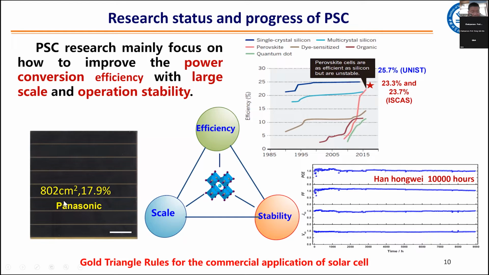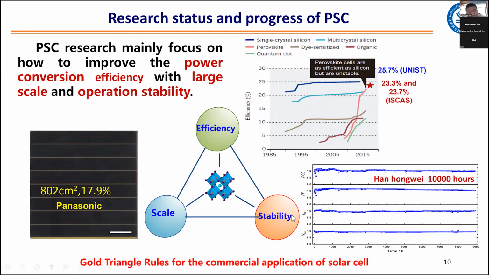Now the highest efficiency by Panasonic is at 800 square centimeters, close to 18%. I think Professor Kim also did very good work on large area devices, as mentioned last time. And the last one is stability. People are concerned about stability. How can we make a perovskite device more stable, and how can we compete with traditional silicon? Stability is the last bottleneck for commercialization.